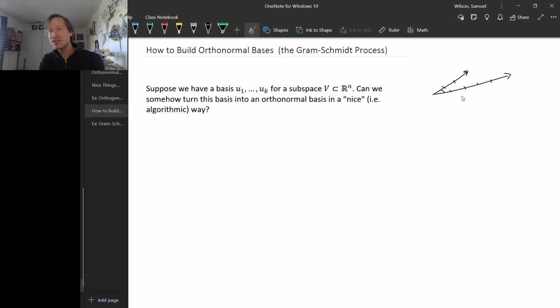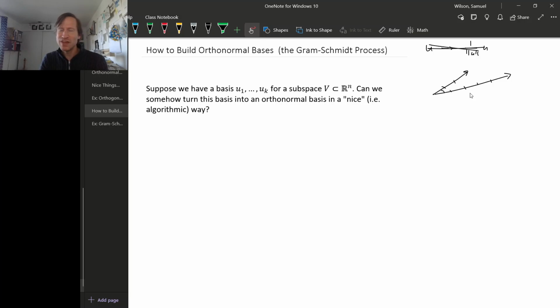So let's concentrate on getting the angles right. If we can get all of these vectors in our basis to be perpendicular, getting them all to be unit length is pretty easy. You just scale them so that they have unit length, right? If we have any vector u, we can make it unit length by dividing it by its own magnitude. So if we can get perpendicular vectors, making them all unit length is going to be pretty straightforward. So let's concentrate on making them perpendicular.